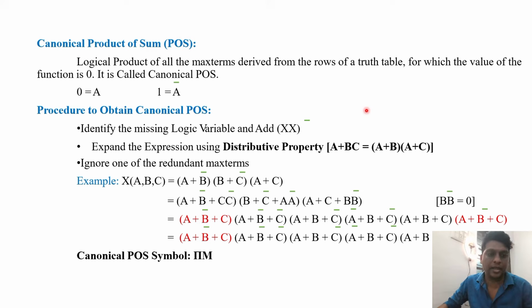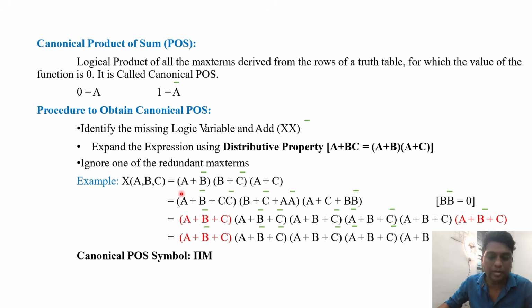Canonical POS is obtained by identifying the missing logic variable, then adding x times x bar. In the previous case we multiplied by x plus x bar, but here we add x times x bar. Then we expand the expression using the distributive property, which is a plus bc equal to a plus b into a plus c. Finally we ignore the repeated max terms.